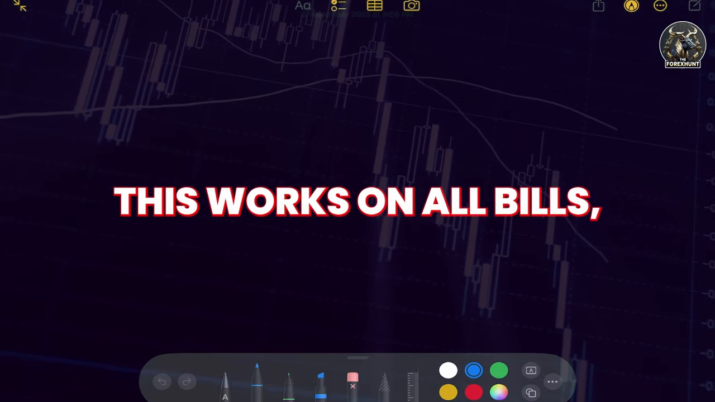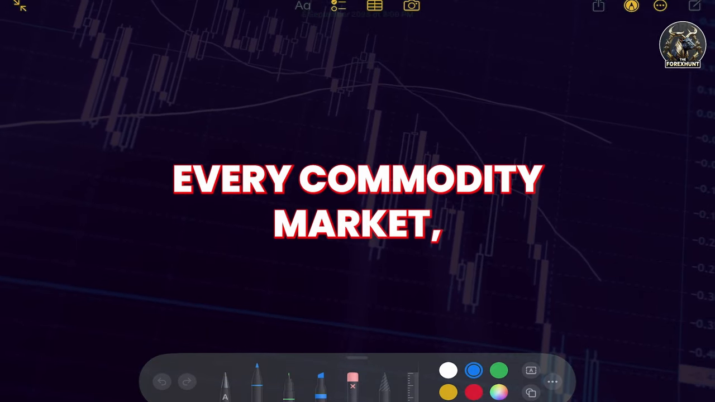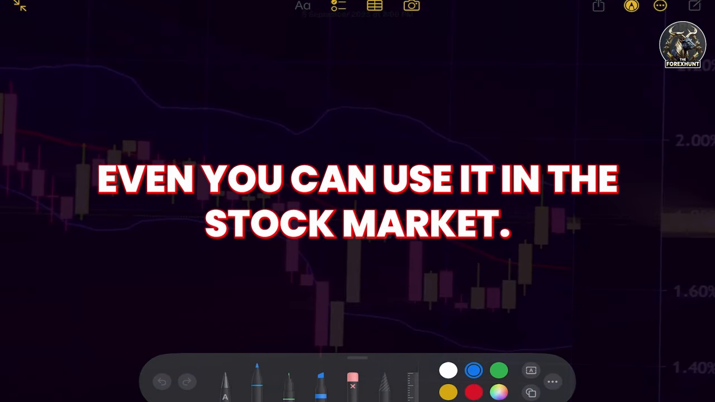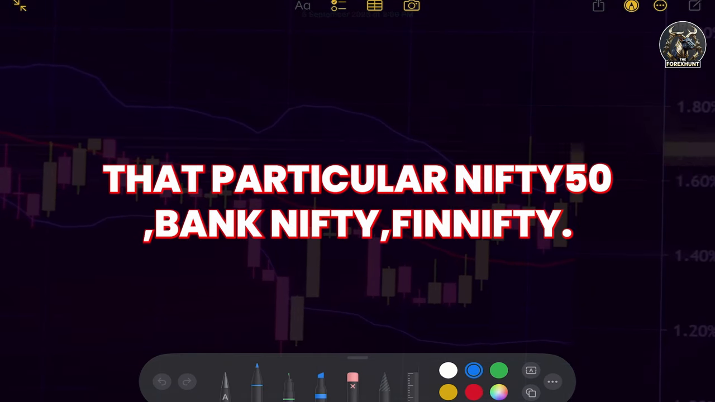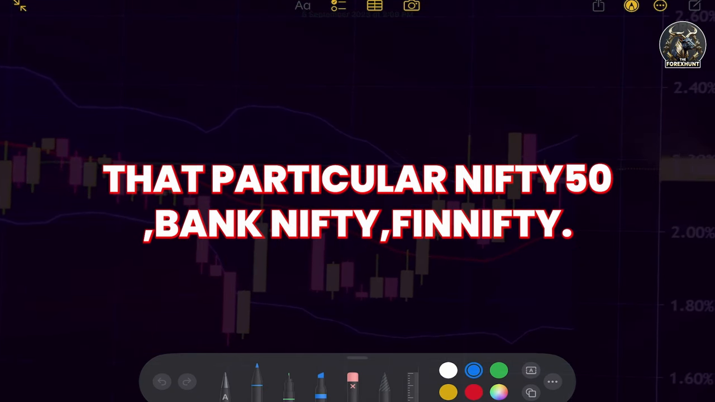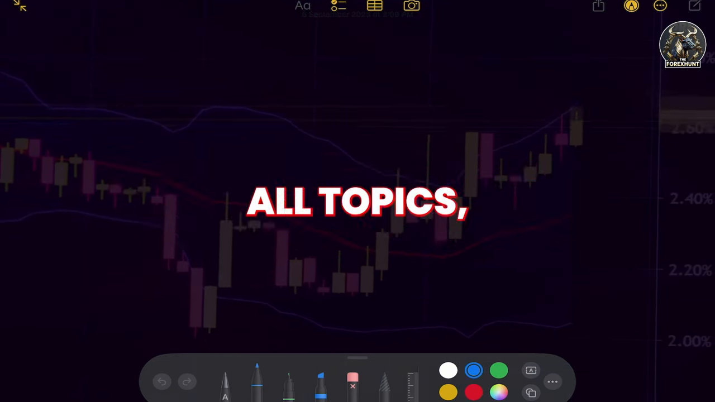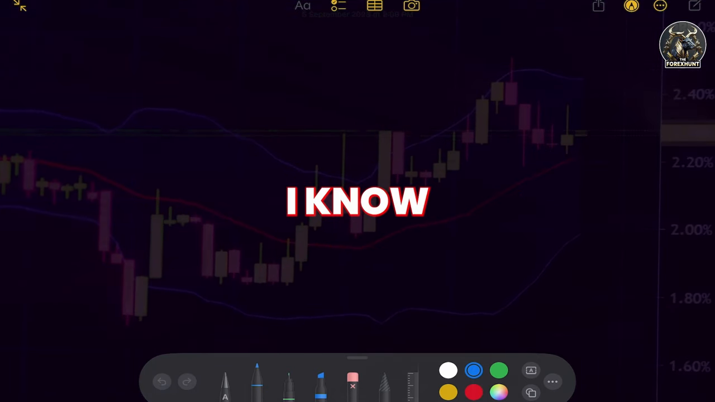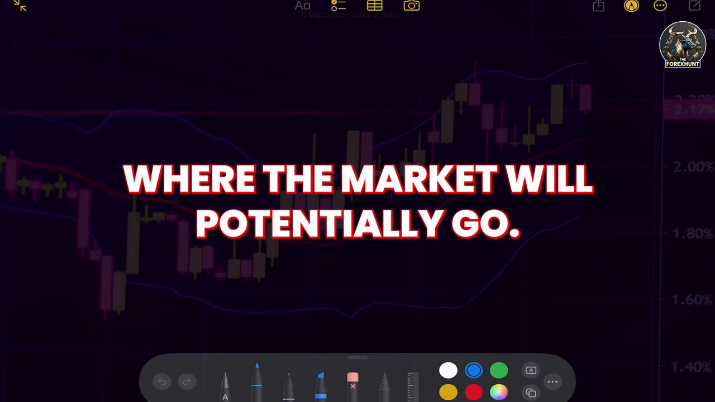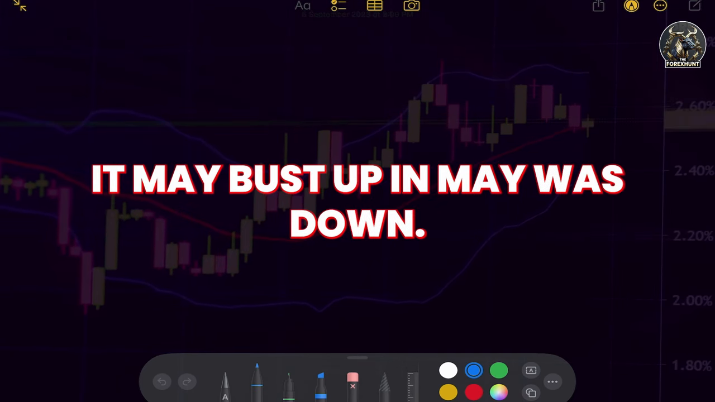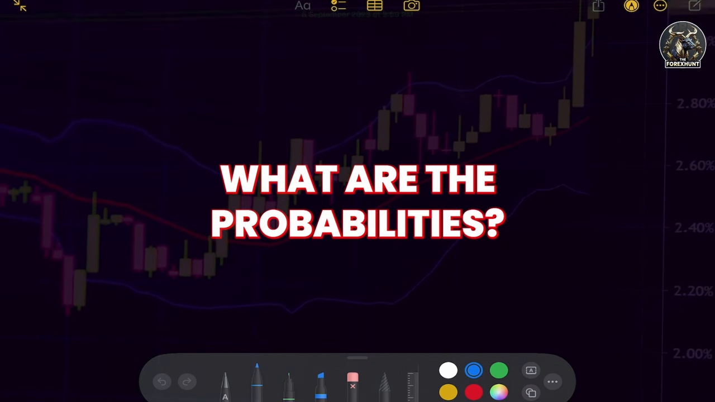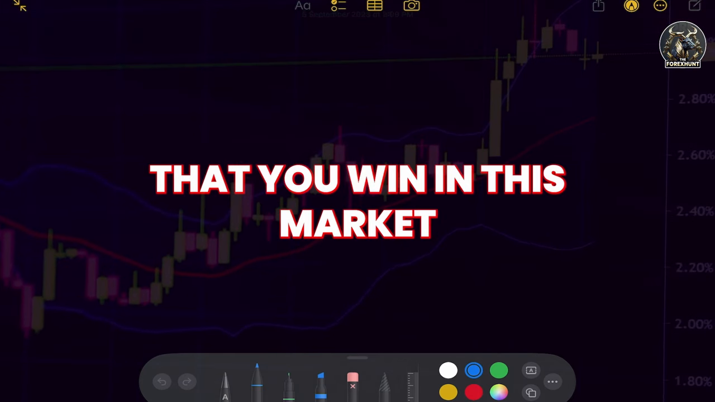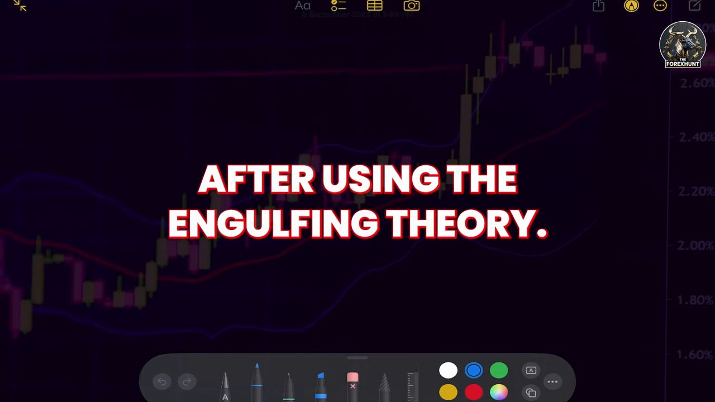This works on all pairs, every commodity market, every currency market you can use. You can even use it in stock markets, like Nifty 50, Bank Nifty, Fin Nifty. But I am specialized in gold. As a gold trader, I know where the market will potentially go. It may burst up, it may burst down. What are the probabilities? The probability is 90% that you will win in this market after using the engulfing theory.